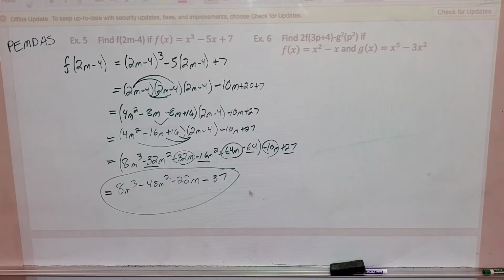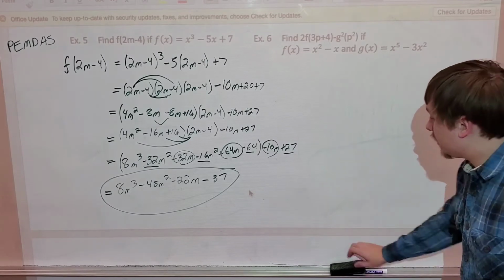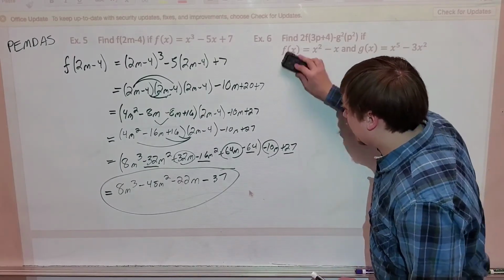All right, so we have one more to do. This one's going to be the most complicated. We won't see a whole lot of these, but we want to be able to put all this stuff together. So, give myself some room here by erasing this.